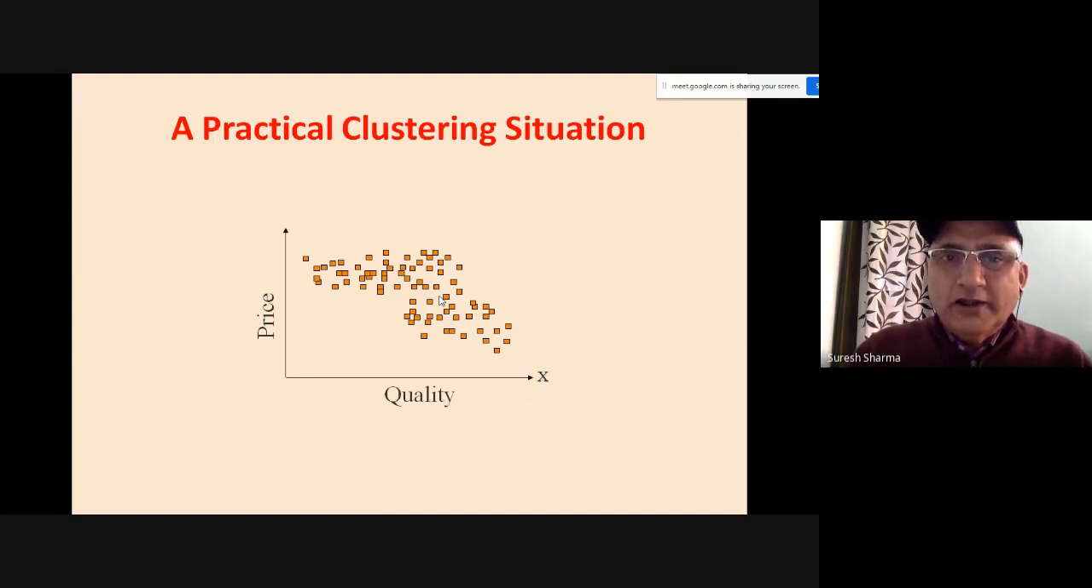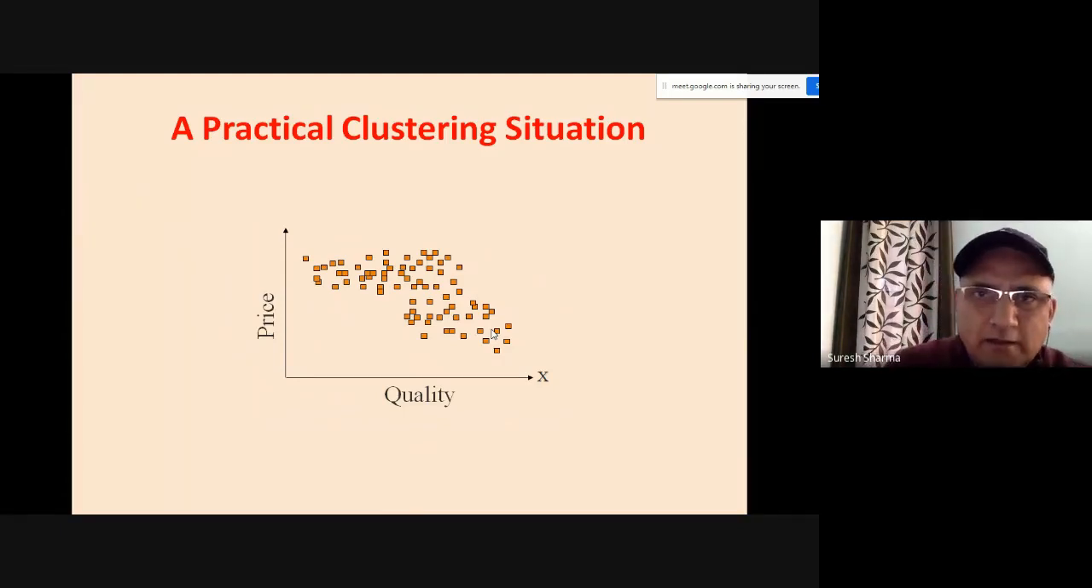Now, two important questions in clustering. How many clusters can be made? Can I make only 2 clusters? Let's say this is one cluster, and this is another cluster. Or can I make 3 clusters? One cluster from here, one from here, one from here. Or can I make 4 clusters? Can I make 5 clusters? That's the first question: how many clusters are possible?